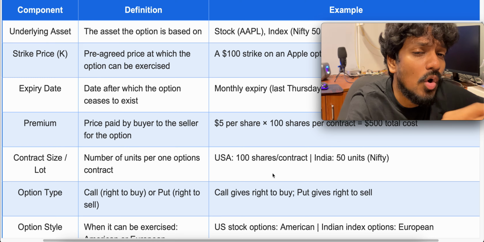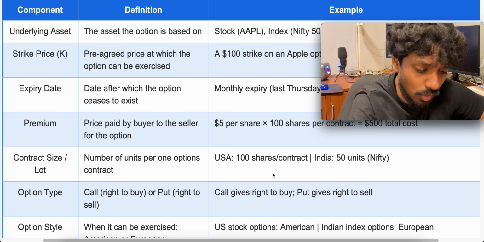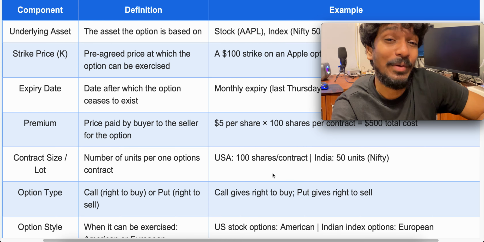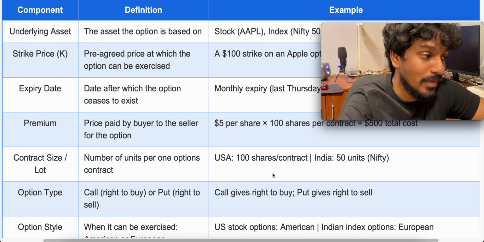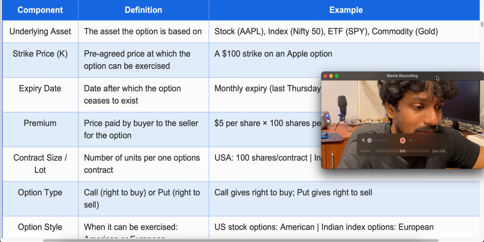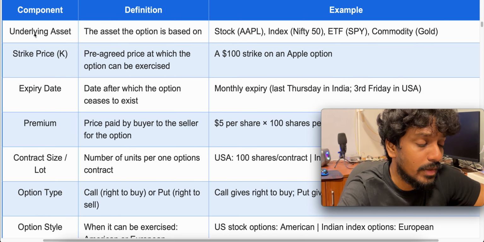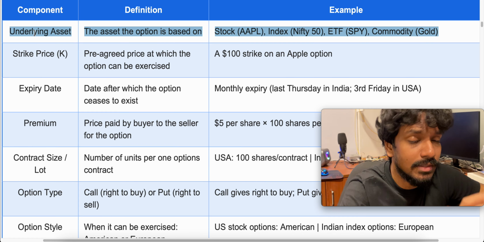See about components of options. What are all the components and main features in options that we will use in day-to-day life? So let's see. Okay, so now the first one is the underlying asset.